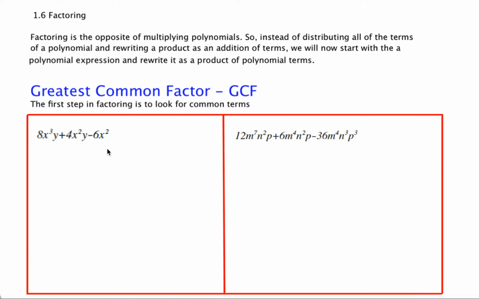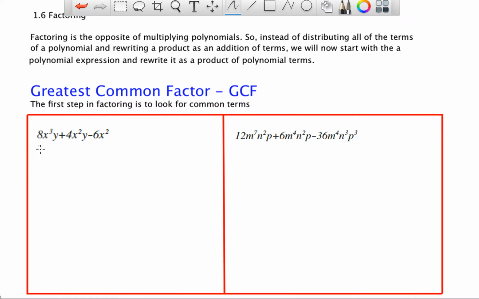1.6, factoring. So this is a skill that's going to come back a lot. Factoring is the opposite of multiplying polynomials. So instead of distributing all of the terms of the polynomial and rewriting a product as an addition, we're going to now reverse that. We'll start with the polynomial expression and write it as a product. And the first step is always to look for common terms.